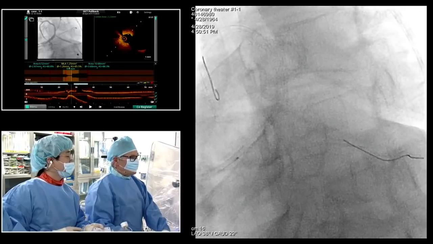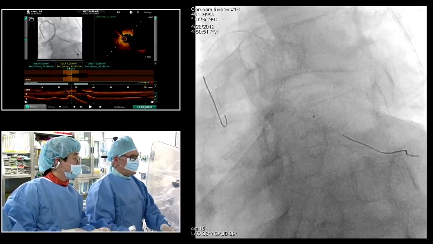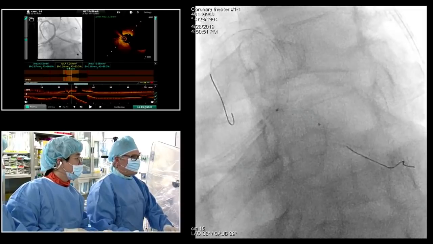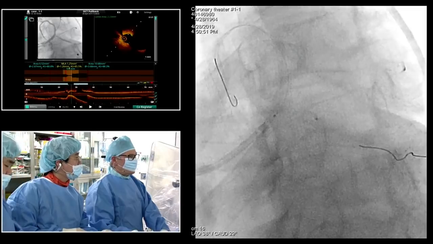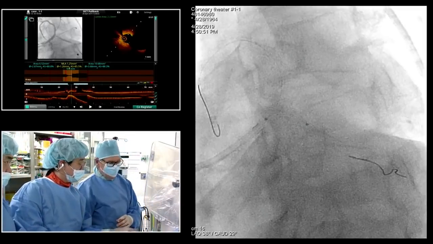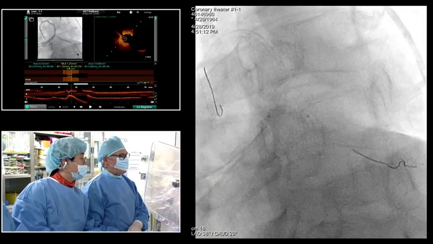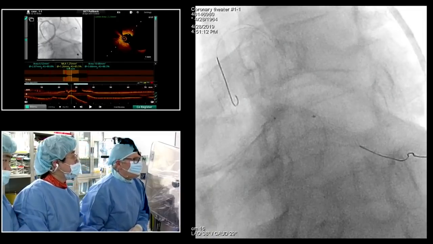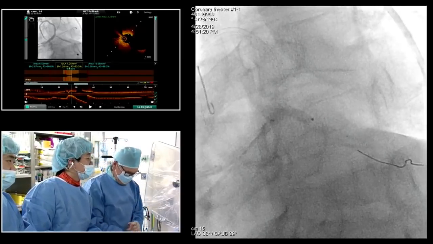Orbital atherectomy is very dangerous for these steep curves, but when you have a stent there, it's safer and really does a lot of debulking. You should not do it in native vessels, but for in-stent restenosis, I think it's fine. And maybe just to be safer, instead of activating on the way in, you activate on the way back.